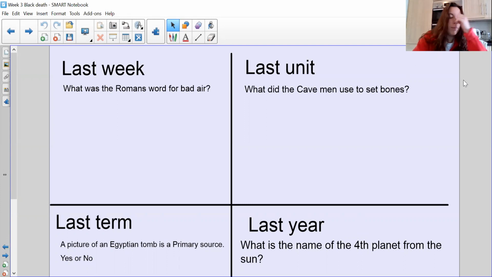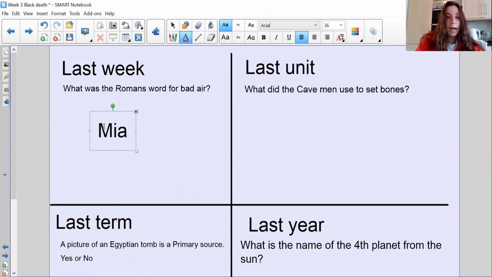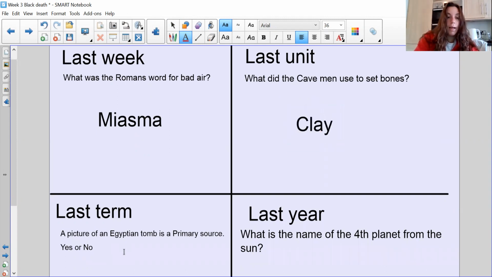Okay, so question number 1, what was the Romans' word for bad air? It was miasma. What did the cavemen use to set bones? They used clay. Is a picture of an Egyptian tomb a primary source? No, a picture of something is a secondary source, and the fourth planet from the sun is Mars. So you can give yourself some ticks for checking, and that was just a kind of warm up.